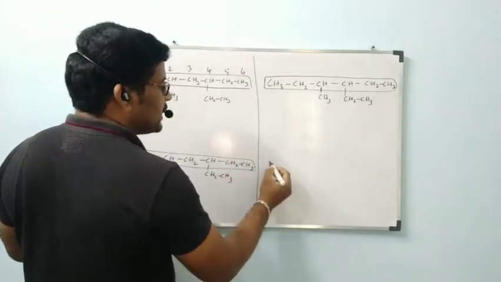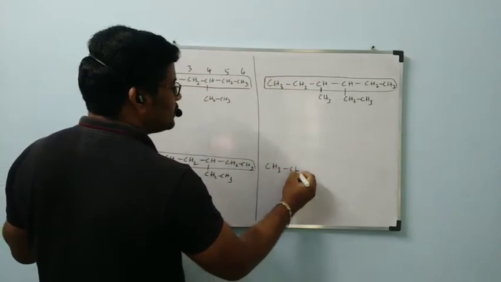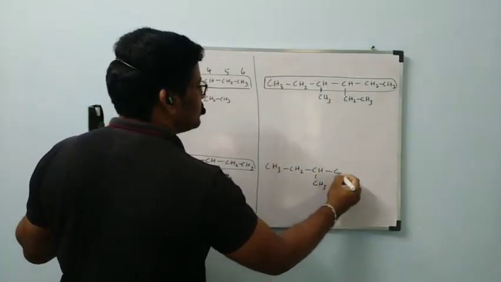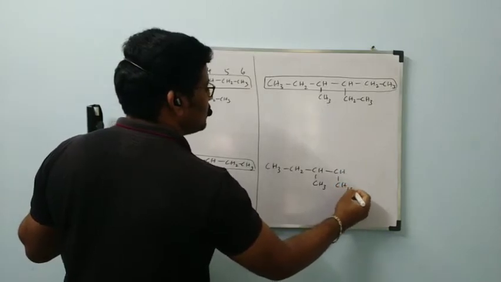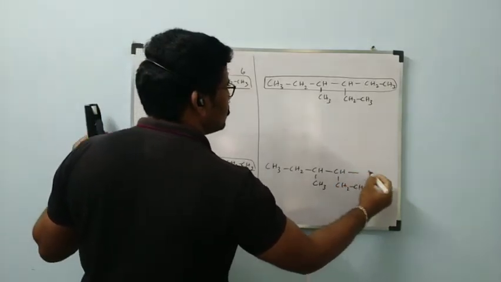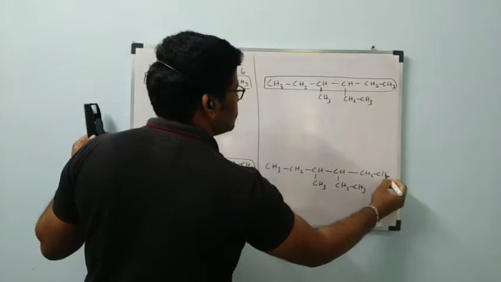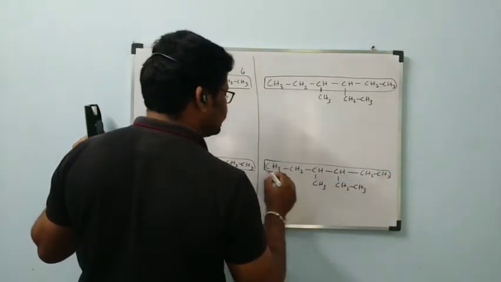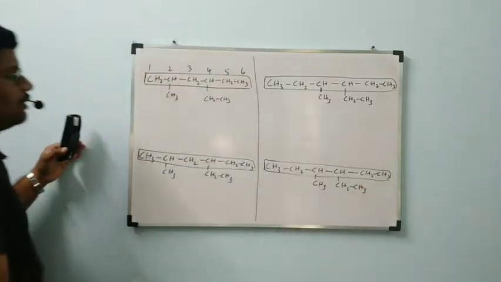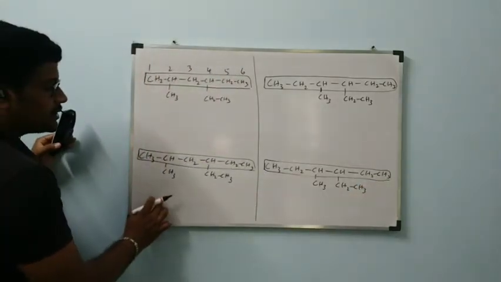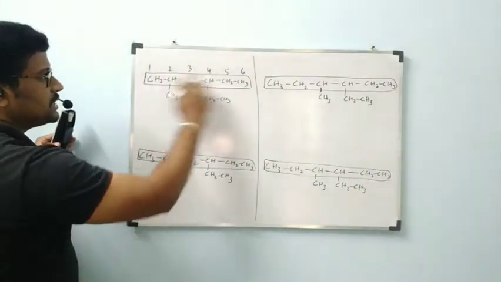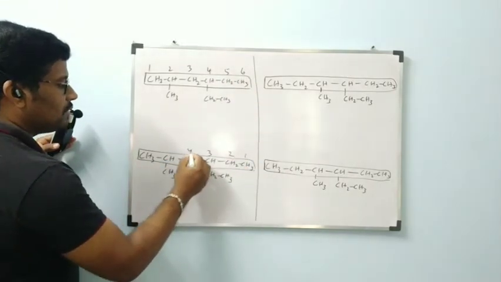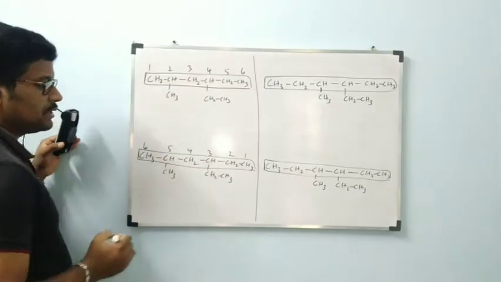Now the same compound again I am writing here. CH3, CH2, CH, CH3, CH, CH2, CH3, CH2, CH3. Now I am giving numbering to this compound from right to left. This is left to right, this is right to left. 1, 2, 3, 4, 5, 6.